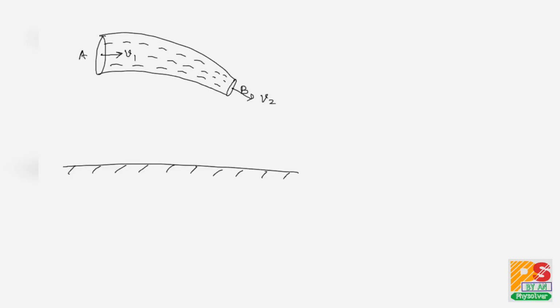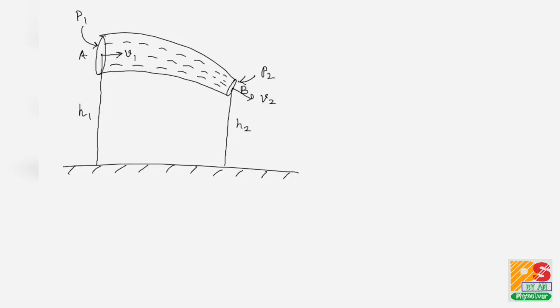The flow tube is filled with liquid. The height of A from the fixed horizontal ground is H1. The height of B from the fixed horizontal ground is H2. The superincumbent pressure on A is P1 and on B is P2. Assuming this is an ideal fluid, that is incompressible, we can say that the density of the liquid at cross section A is the same as the density of the liquid at cross section B.